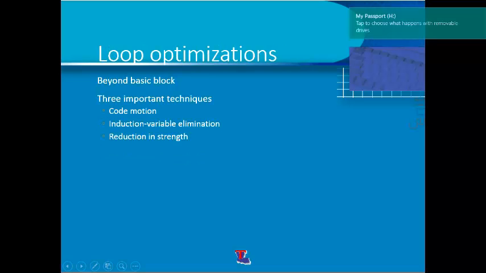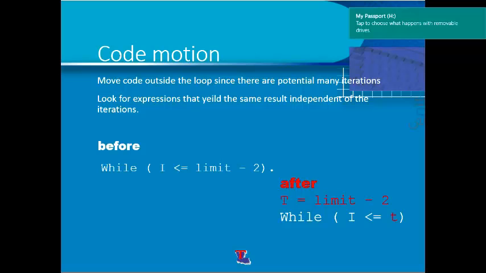Okay, so now coming back to loop optimizations, there are three important techniques: code motion, induction variable elimination, and reduction in strength. Code motion: move code outside the loop since there are potentially many iterations. Look for expressions that yield the same result independent of the iterations. You can see an example of that in the slide.